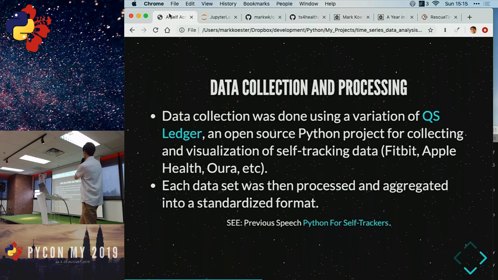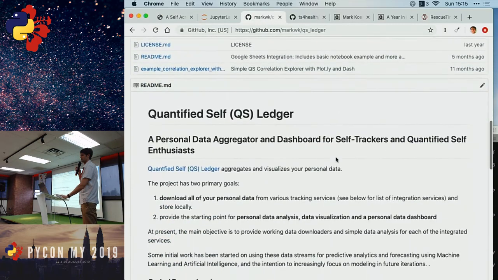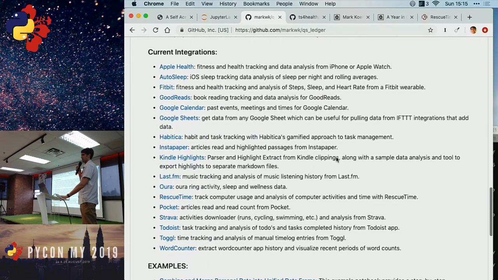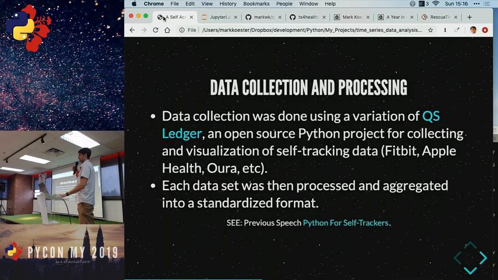I'm not going to talk about this because I talked a little bit about it last year, but I have an open source project nowadays that connects to about 20 different tracking services. The only one I don't have is Garmin. We can work on that. We have time this afternoon. But it integrates with Fitbit, with Apple Health, the Oura. This is the tool I use to pull this data. It's a growing little project with lots of people interested in tracking and also interested in data science. So it's an interesting little project.